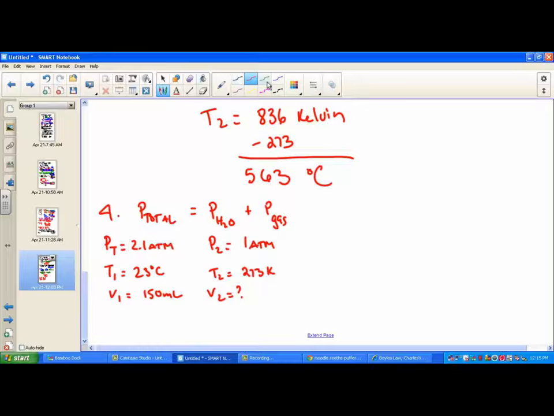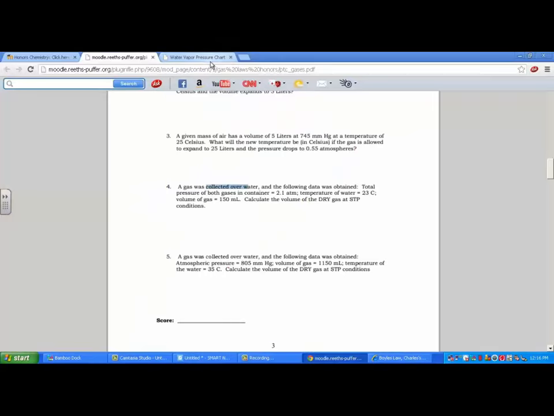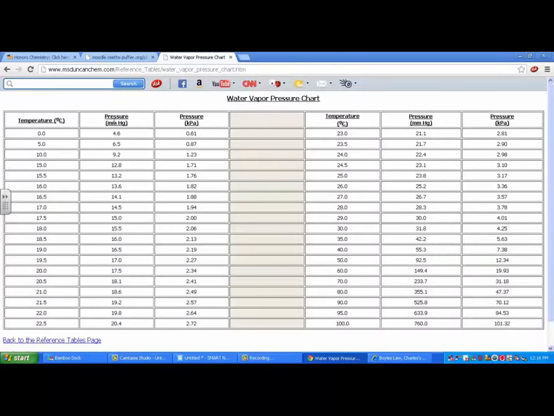Well, here's the scoop. This value cannot be used in the combined gas law just yet. It's the total pressure. This is the pressure we want to use for the PV over T. So this is where the little subtraction comes in. I've got to take the water pressure away from this total pressure of 2.1, and that's where the water chart comes in. If I just remember looking at this water chart, there is no column for atmospheres, just the way the chart worked out. We have mmHgs, we have kPa, so let's take a peek.